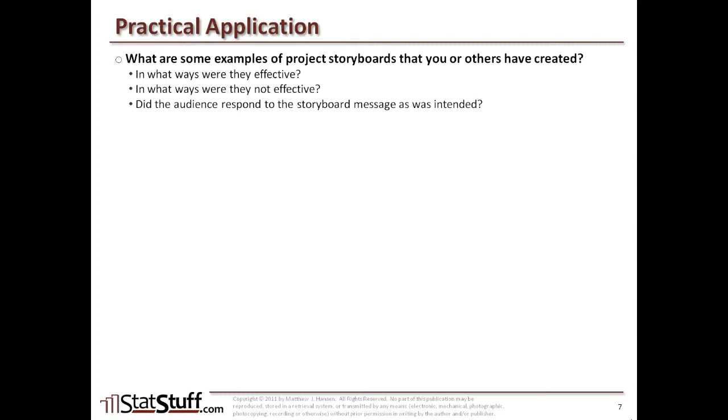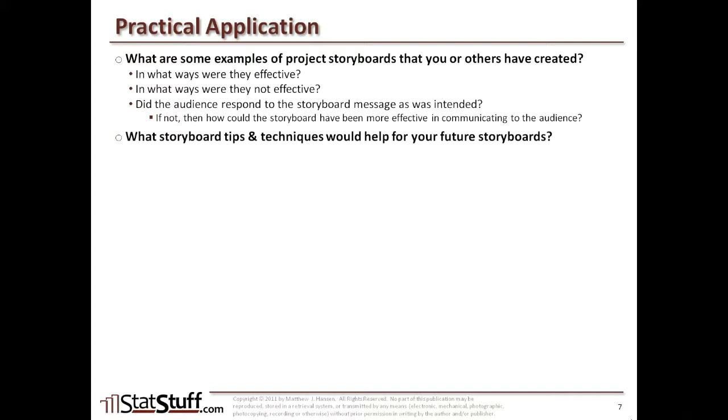For the audience that they were communicating to, did the audience respond to the message of that storyboard as the author was intending, either you or the person who actually created it? Did the audience really respond in the way that they were hoping? If they were looking for buy-in, did they actually buy into the message? Or did you find that the audience was having difficulty understanding something that was communicated in the storyboard and there was some gap in how it was communicated? If so, how could that storyboard have been more effective in communicating to that audience?